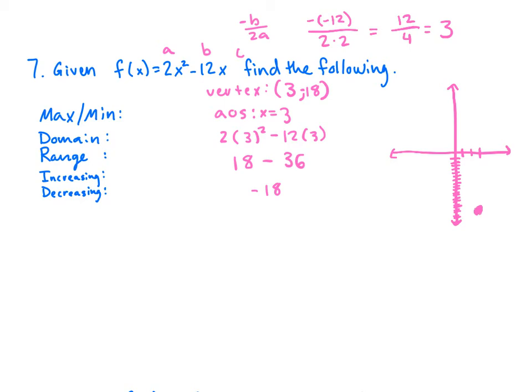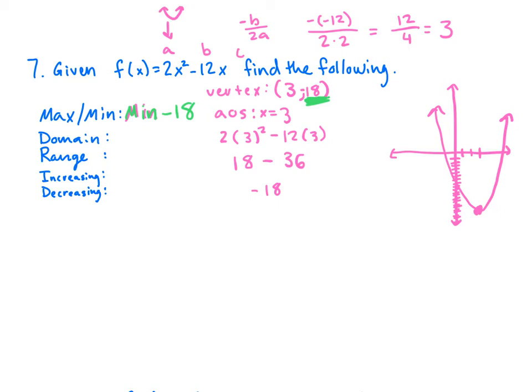Does our graph open up or open down? It opens up. Since our A is positive, it opens up. So does our graph here have a max or a min? Is our vertex at the maximum or at the minimum? Minimum. So we have a min. And what is our value of our minimum? Negative 18. Awesome. So remember, we get our minimum value from our y value in our vertex.